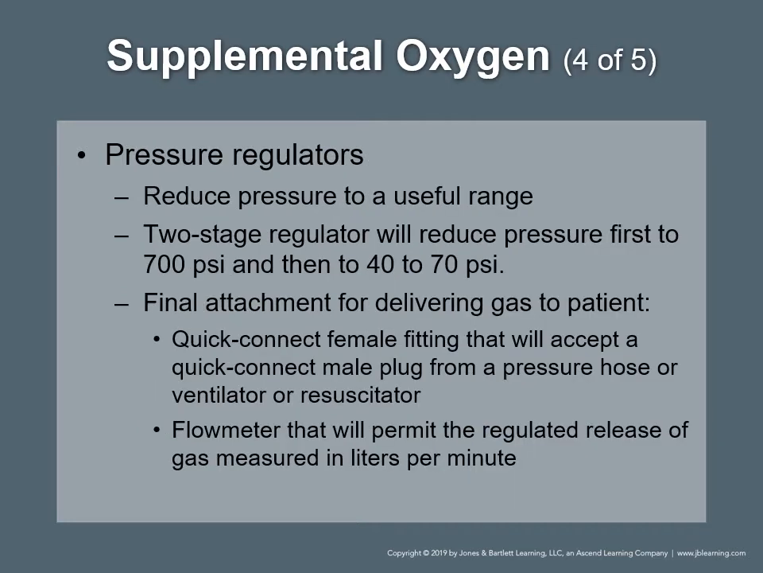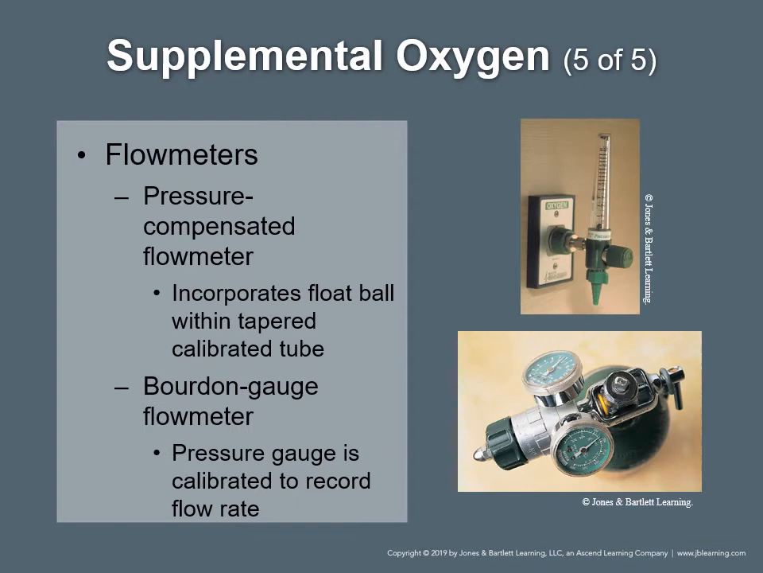Pressure regulators. Pressure of gas in a full oxygen cylinder is approximately 2,000 psi. Regulators reduce the pressure to a more useful range, usually 40 to 70 psi. Most pressure regulators reduce the pressure in a single stage. A two-stage regulator will reduce the pressure first to 700 psi and then to 40 to 70 psi. Final attachment for delivering the gas to the patient is usually a quick connect female fitting that will accept a quick connect male plug from a pressure hose, ventilator or resuscitator, or a flow meter that will permit the regulated release of gas measured in liters per minute.